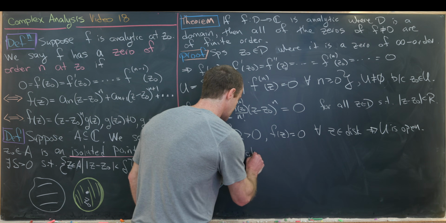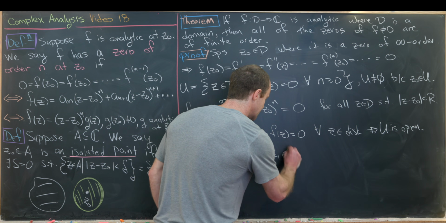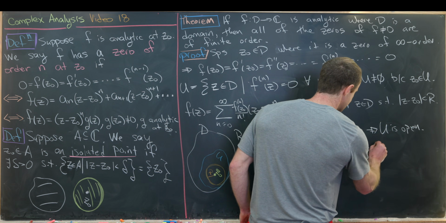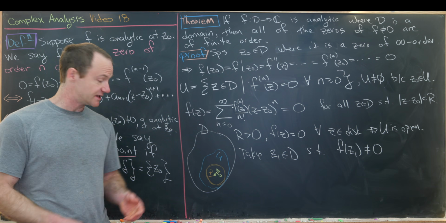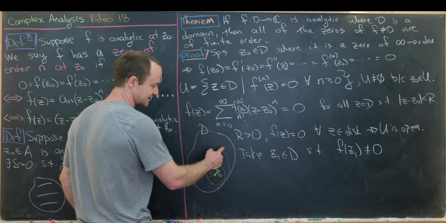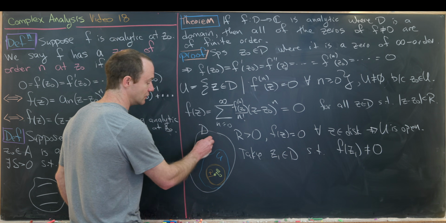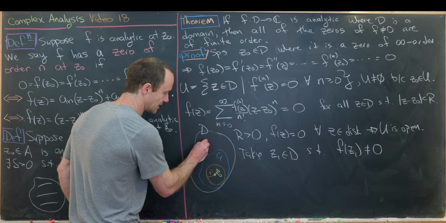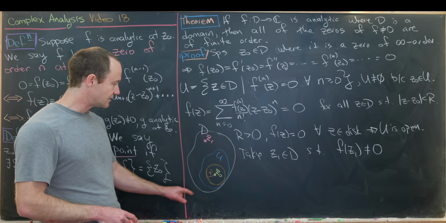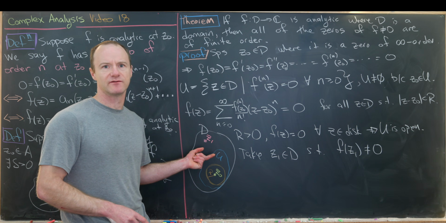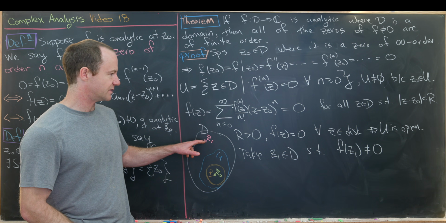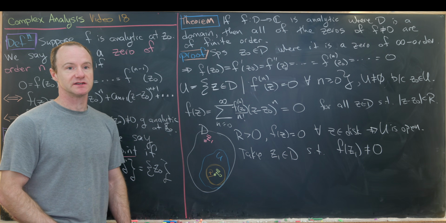So we'll take a z1 in D such that f evaluated at z1 is not equal to 0. Again, we can do that because we know that f is not identically 0. And so that's going to be definitely outside of this U. So we could maybe put it right here. So z1. And notice that f can have zeros outside of this U. It can just have no zeros of infinite order. But this isn't even a 0 because f evaluated at z1 is not a 0.